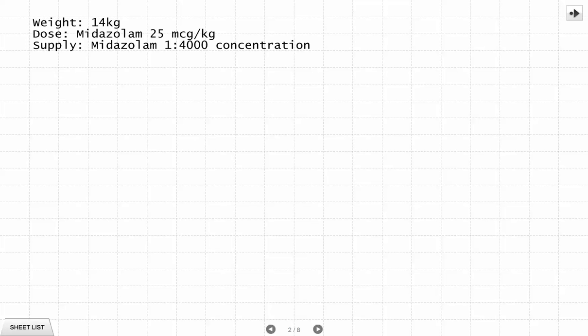And the supply is midazolam, which is a 1 to 4,000 concentration. And that's just a reminder, when you see this type of ratio concentration, the first number is grams, and the second number is milliliters. Now, a 1 to 4,000 concentration, therefore, means 1 gram of drug in every 4,000 milliliters. And as we have done in the past, it is usually more convenient to convert this into milligrams per milliliter.